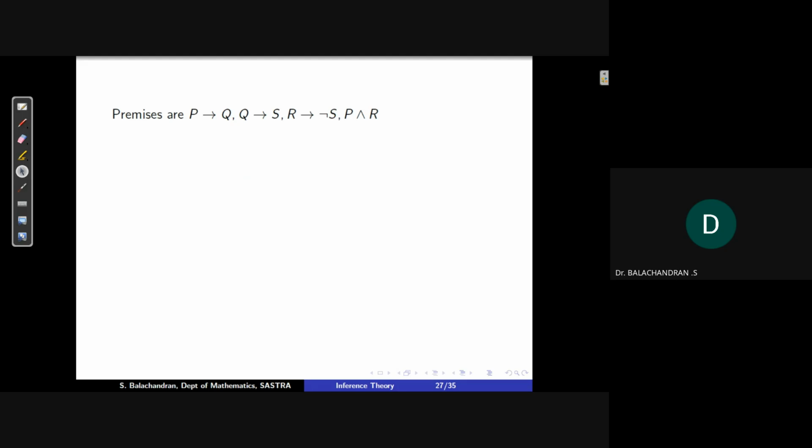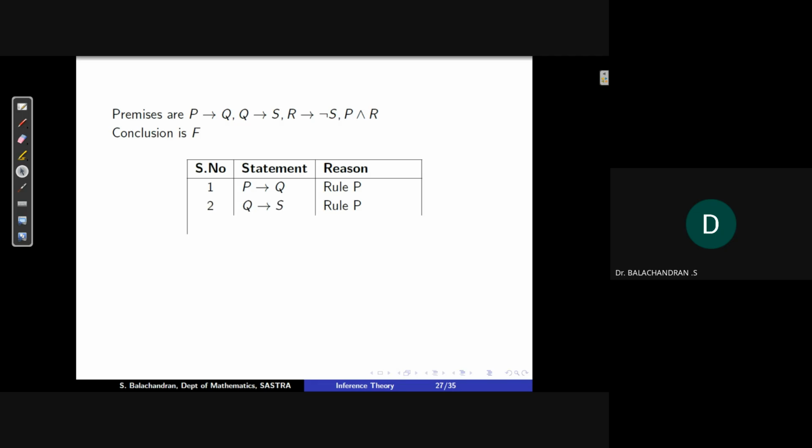So first I'll take P implies Q. Conclusion is what? F. P implies Q. And then Q implies S. From this we'll get what? P implies S from 1 and 2. Okay. Next, you can use the contrapositive also. Negation S implies negation P.